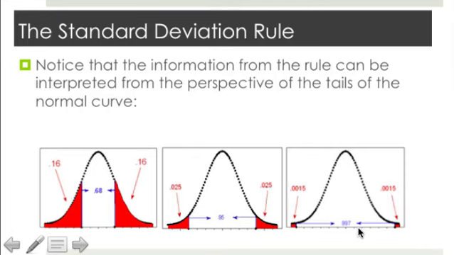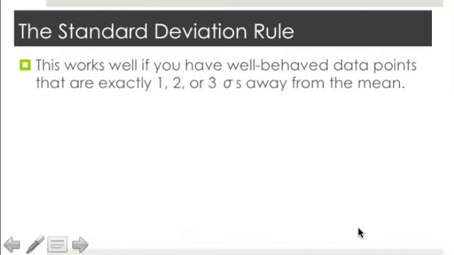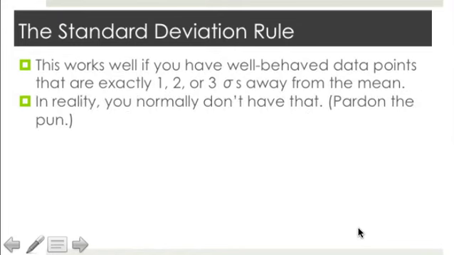This particular perspective will be helpful later in the course, but just to mention it here, it's important to realize that there are different ways to view these probabilities. Now, this particular rule works really well if you've got very well-behaved data points that are exactly 1, 2, or 3 standard deviations away from the mean. But in reality, we normally don't have that case, and so, pardon the pun there. Here's an example of what I mean by that.